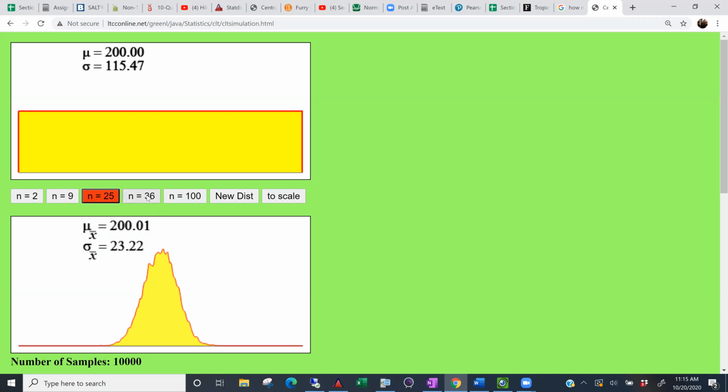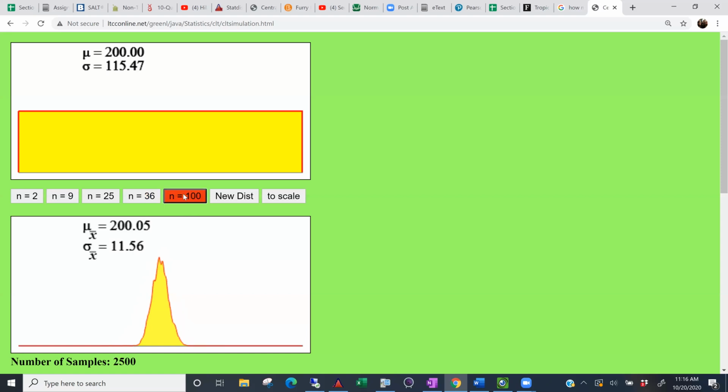So let's keep going. We're going to do the next two. Samples of size 36. Now the standard deviation is even smaller. Standard deviation is 19.29. So about 1/6 of what it was. Still has a nice symmetric shape. Almost looking normal there. Not perfect, but that's okay.